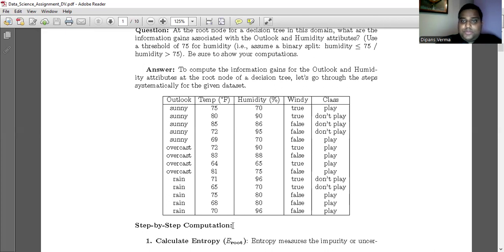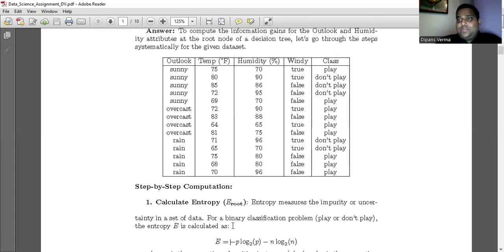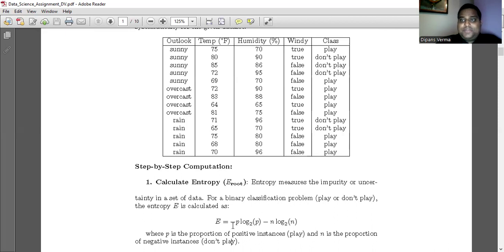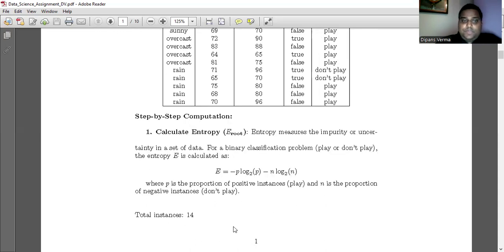So let's come to the computation part. First of all, we are going to calculate the entropy. Entropy measures the impurity or the uncertainty in a set of data. For a binary classification problem, here play or don't play, we use the formula E equals minus P log P base 2 minus N log N base 2, where P is the proportion of the positive instance, play, and N is the proportion of the negative instance, don't play. I hope everybody is getting this so far. If someone has a doubt, you can ask it now.